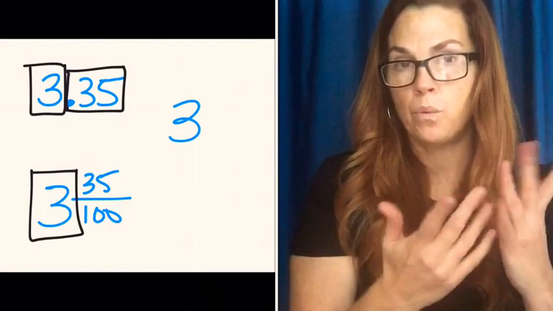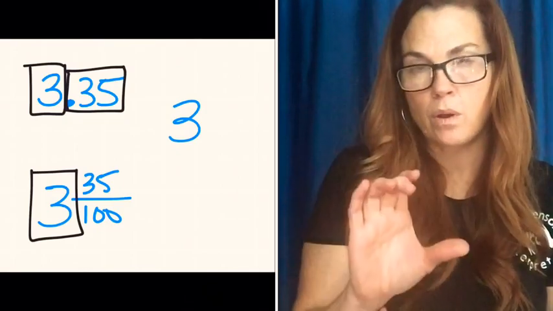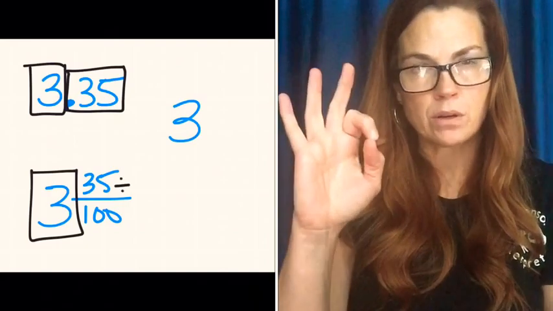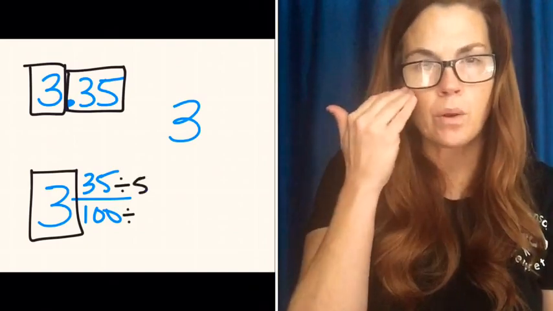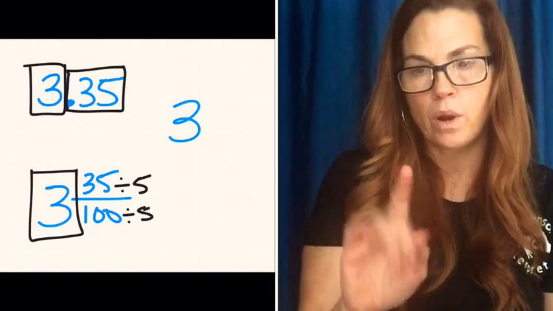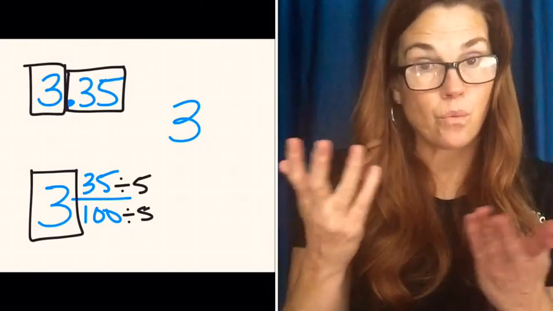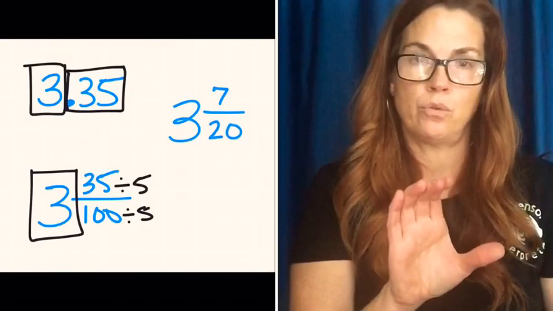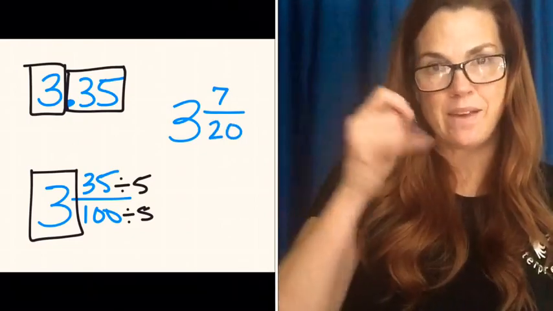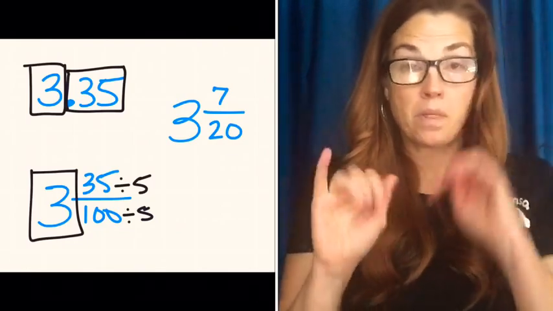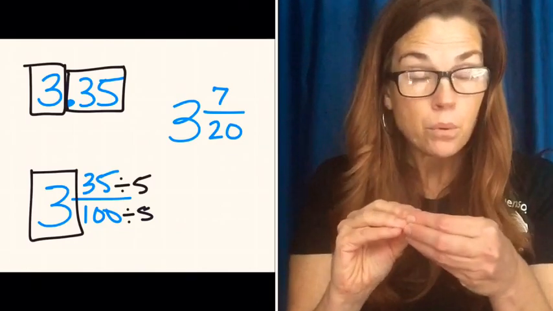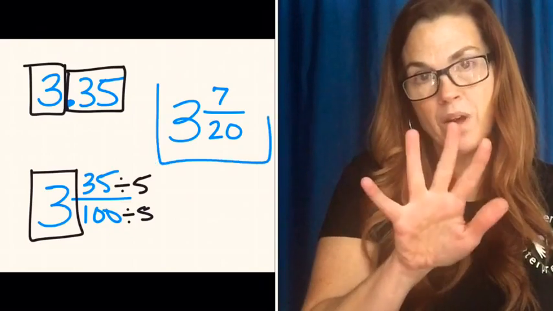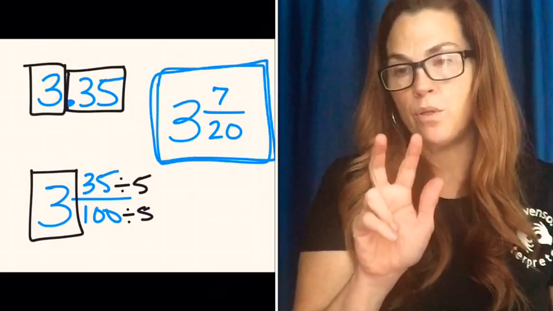I now divide 35 and 100 by their greatest common factor. And I know that 35 and 100 share the greatest common factor of 5. 35 divided by 5 is 7, and 100 divided by 5 is 20. So the mixed number equivalent to the decimal 3.35 is 3 7/20. Let's recap this lesson.